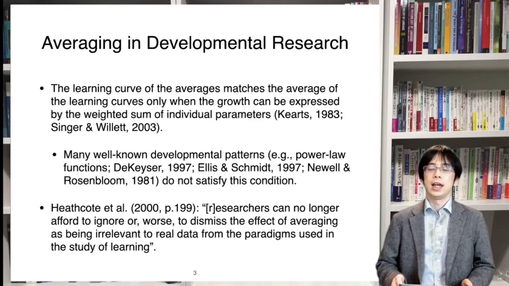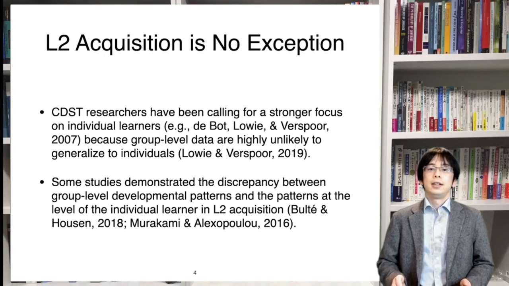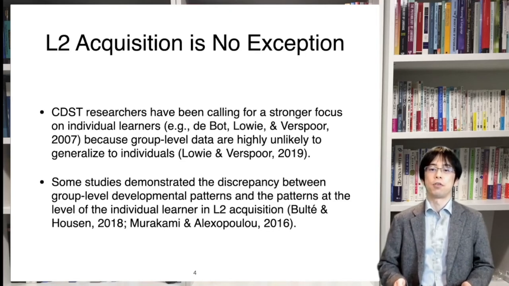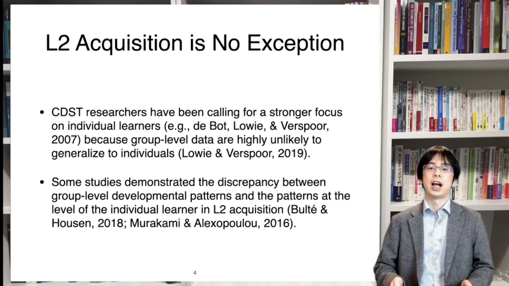Heathcote et al. claimed that researchers can no longer afford to ignore or, worse, to dismiss the effect of averaging as being irrelevant to real data from the paradigms used in the study of learning. CDST researchers have been calling for a stronger focus on individual learners for quite some time now because group-level data are highly unlikely to generalize to individuals. And some studies indeed empirically demonstrated the discrepancy between group-level developmental patterns and the patterns at the level of the individuals in second language acquisition.